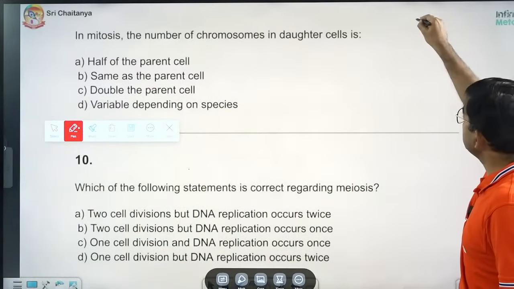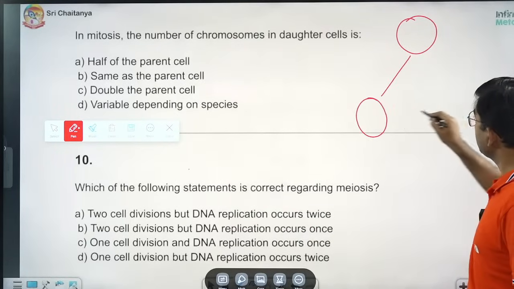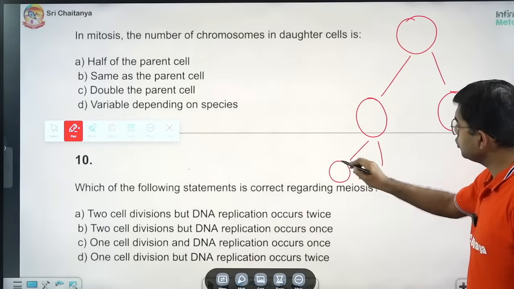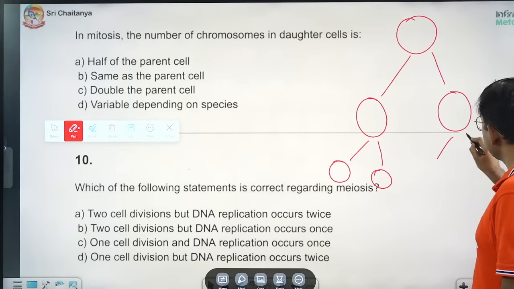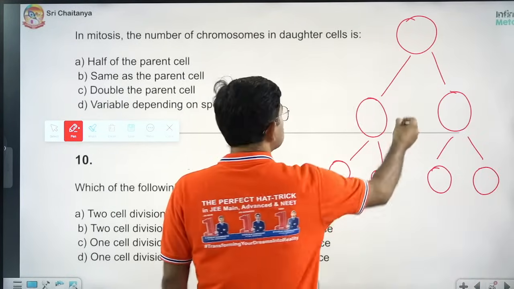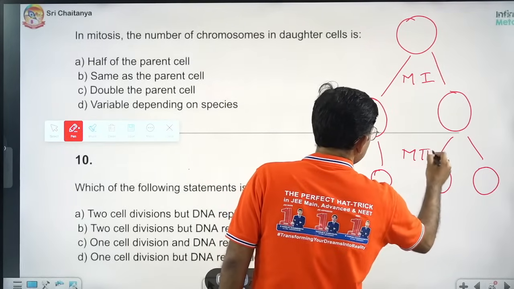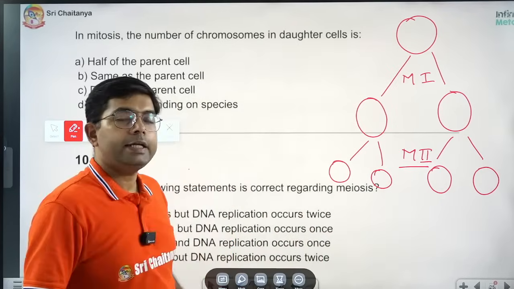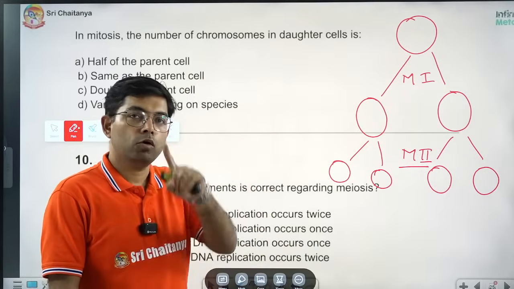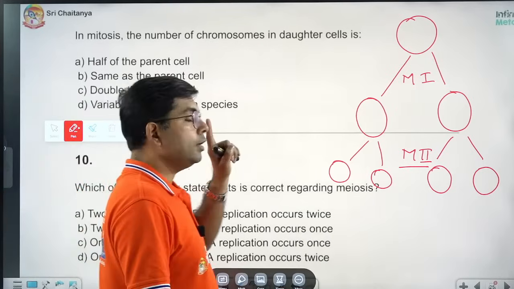In meiosis, what happens? One cell will become 2 cells, right? And then these 2 cells will further become 2 more cells. This is how they divide, right? It means one cell becomes 4 cells. You can call this meiosis 1 and this one meiosis 2, right? So how many divisions are here? There are 2 divisions, but replication how many? 1.